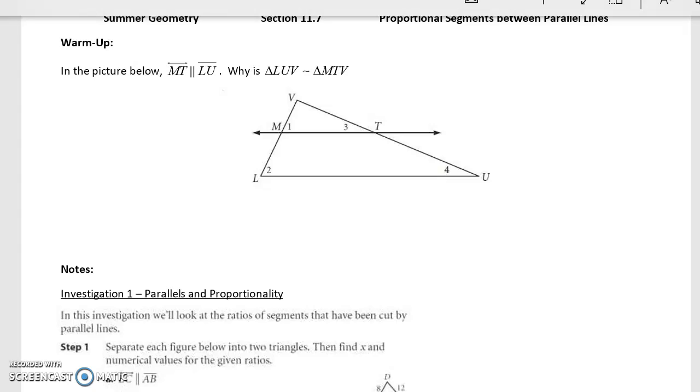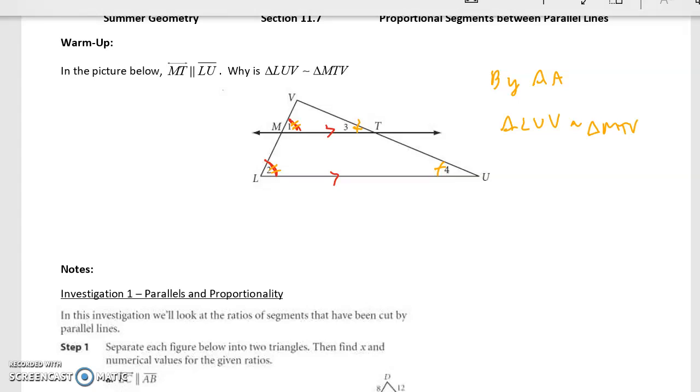First of all, we have those parallel lines, which we want to identify alternate interior or corresponding angles in this case, okay? So this segment is parallel to this segment or line. So angle 1 and angle 2 are congruent because they're corresponding. And then that also means angle 3 and angle 4 are congruent because they are also corresponding. And then by angle-angle, triangle LUV is similar to triangle MTV. So that's what we want to think about.